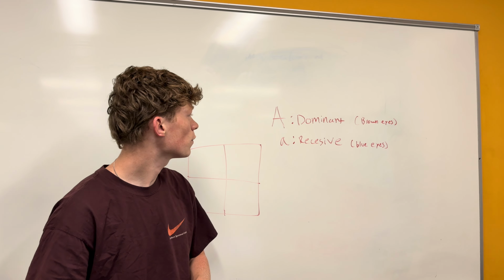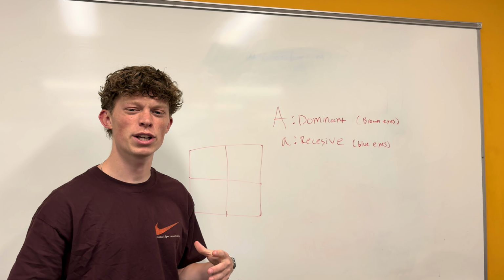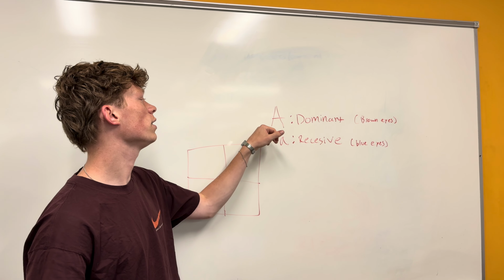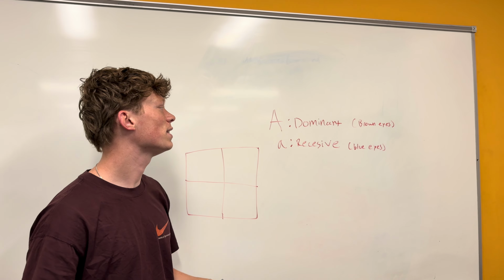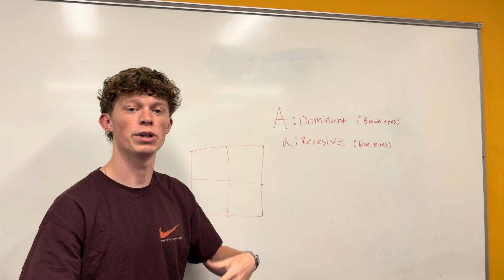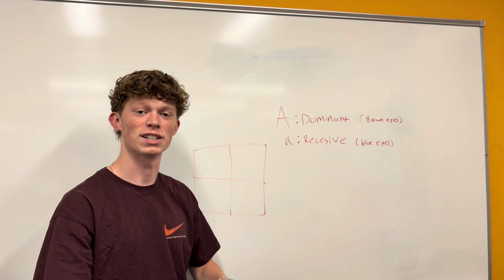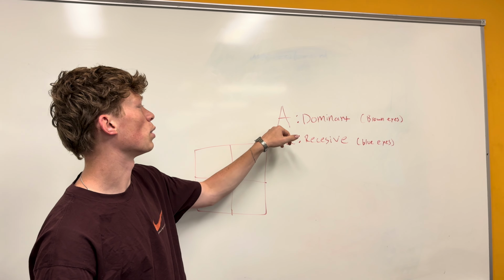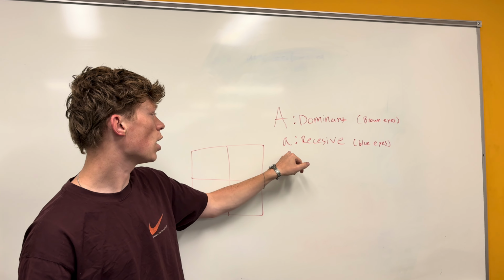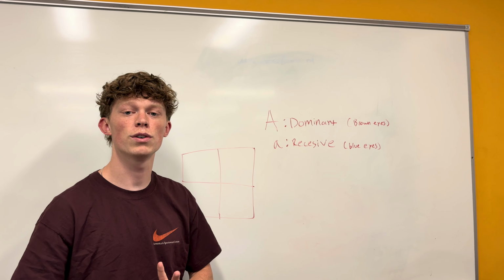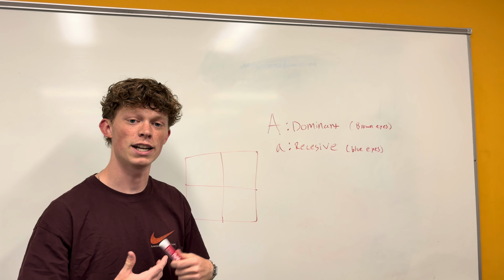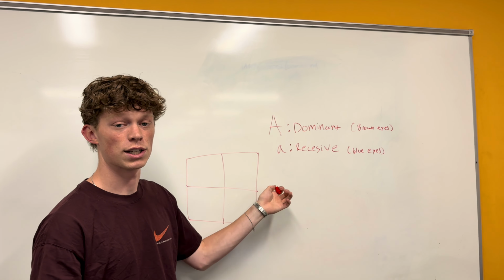So, for example, like we mentioned, there's dominant and recessive traits. A dominant trait is usually shown with a big letter, and that means that if it is present, it will be expressed, or in the phenotype, you'll be able to see it. For example, big A is brown eyes. And then small a is recessive, meaning there has to be two of them for someone to see it in the phenotype. That'll be blue eyes, for example.